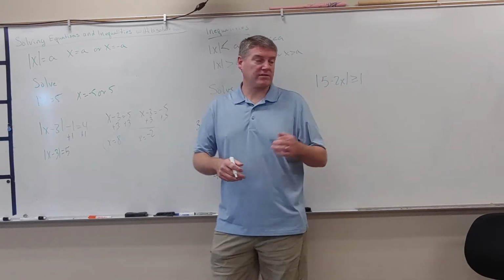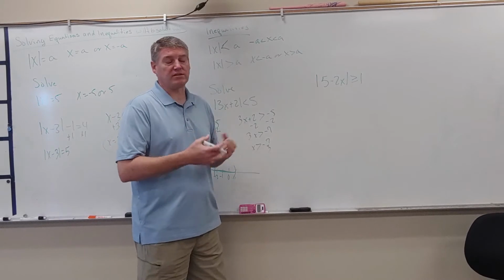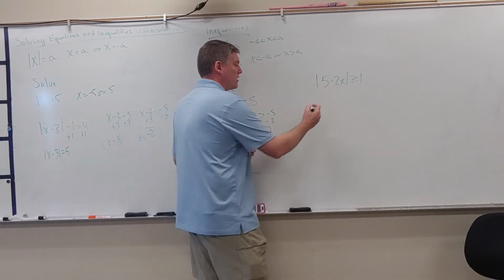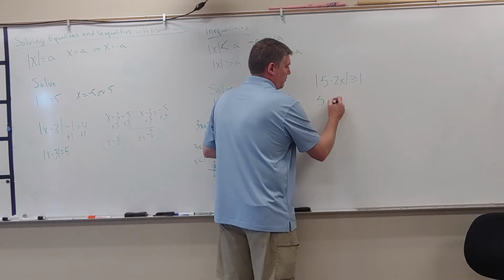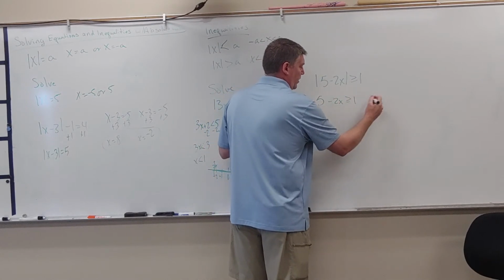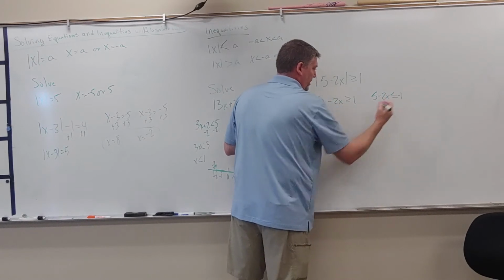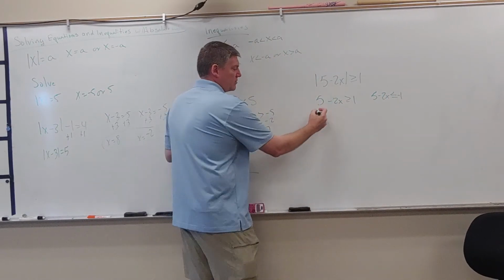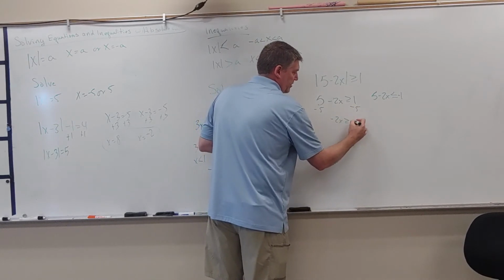Okay, the last one we're going to do is the absolute value of 5 minus 2x is greater than or equal to 1. So I'm going to break this up. 5 minus 2x is greater than or equal to 1, and 5 minus 2x is less than or equal to negative 1. Now I'm going to solve this. So I'm going to subtract 5 from both sides. Negative 2x is greater than or equal to negative 4.